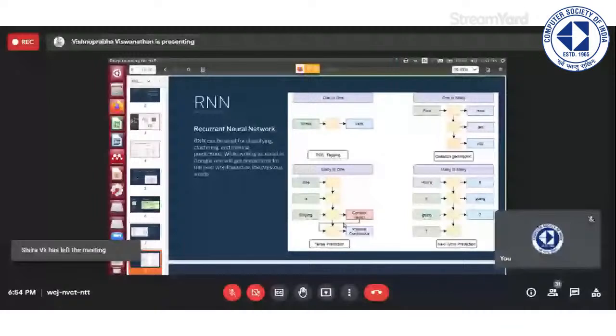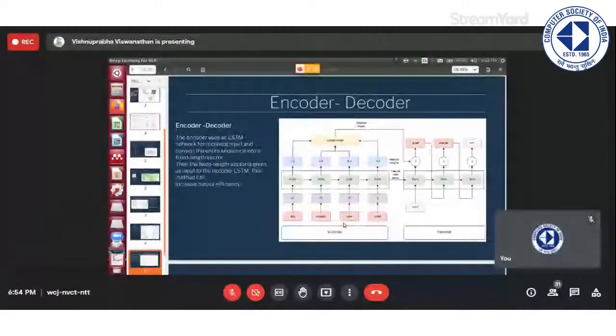Moving on to the encoder-decoder network, as we already discussed, RNN cannot remember long sequences. So in order to solve that problem, we are using an encoder-decoder network. I'm not going into the details. The encoder-decoder network can be used for various applications like Google Translate, and here we are using it for summarization.